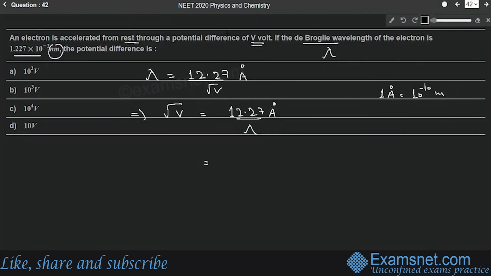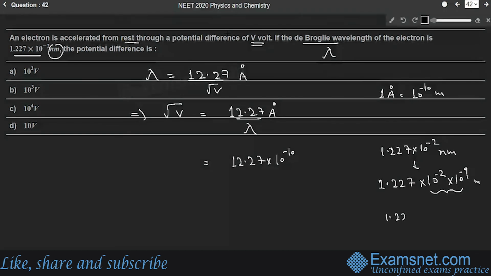So here we'll put 12.27 into 10 to the power minus 10. And in place of lambda, we know it is given as 1.227 into 10 to the power minus 2 nanometer, and 1 nanometer is equal to 10 to the power minus 9 meter. So in meter we can write 1.227 into 10 to the power minus 2 into 10 to the power minus 9 meter. Okay, so this will become 10 to the power minus 11. So 1.227 into 10 to the power minus 11 meter.